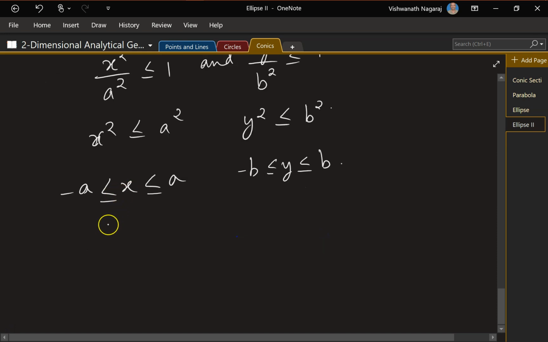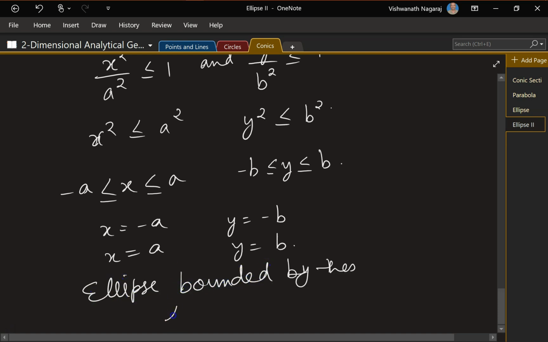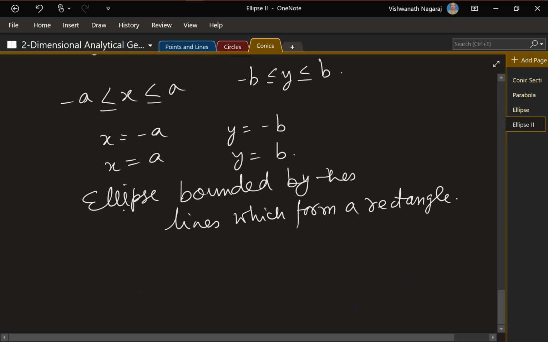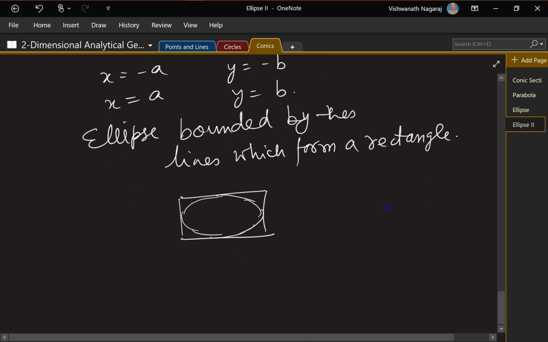So if we convert these into lines, x equal to minus a is a line, x equal to a is a line. Similarly, y equal to minus b and y equal to b. And so which means that the ellipse is going to be bounded by these lines, which actually form a rectangle. So our ellipse would be inside that rectangle. So which means it is a bounded curve.